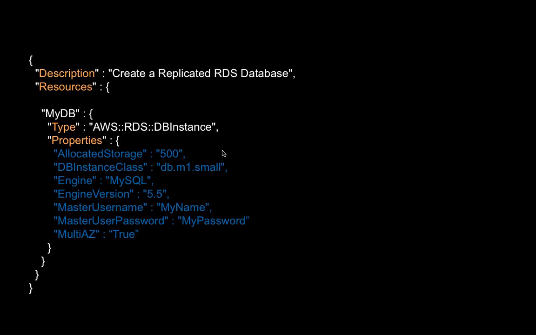Here's an example, a snippet from the CloudFormation template. This is an example of creating a distributed, replicated RDS database using CloudFormation templates. This example will create a MySQL version 5.5, which is, by the way, multi-AZ enabled.